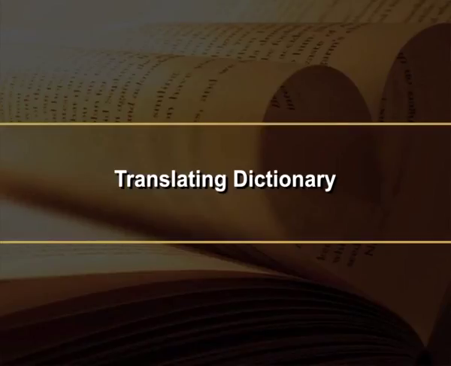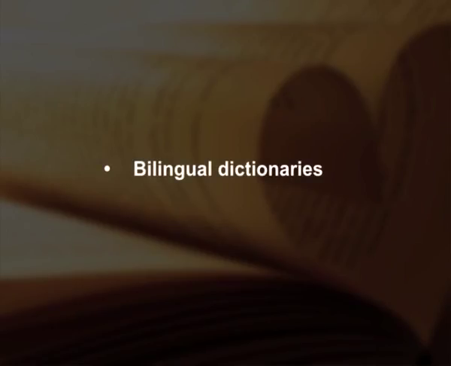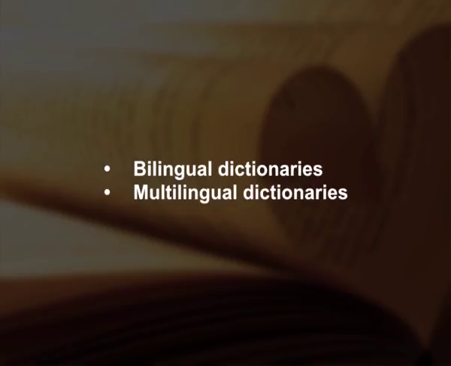Next, Translating Dictionary. It does not define the words, but gives accurate equivalent words in one or more foreign languages. They provide pronunciation, parts of speech and genders so as to enable the learners to follow them easily. They are of two types: bilingual dictionaries and multilingual dictionaries.